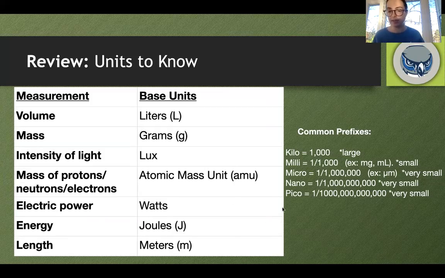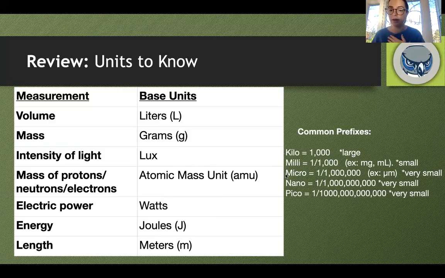And know these prefixes. Every once in a while, I'd say maybe 1 or 2 out of the 40 questions, the Science ACT will ask you to convert, do some really simple math and go between maybe liters and milliliters, okay? So it's good for you to know how to convert back and forth and know these prefixes. Know kilos are big, 1,000 liters is in 1 kiloliter.